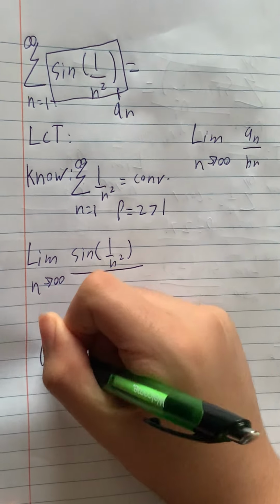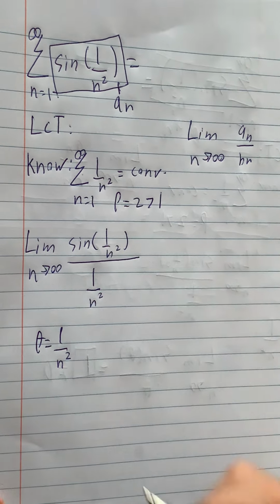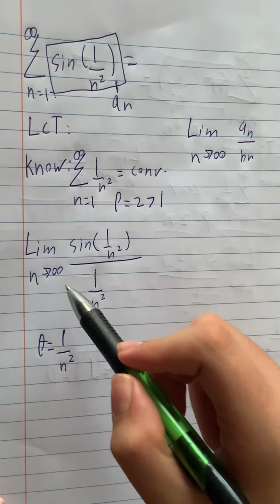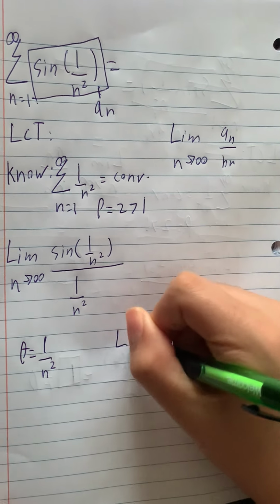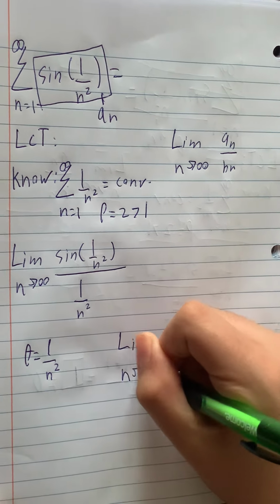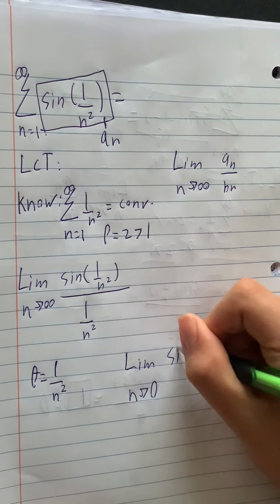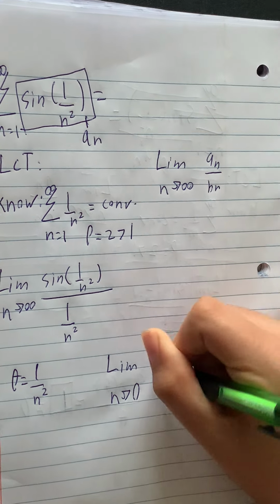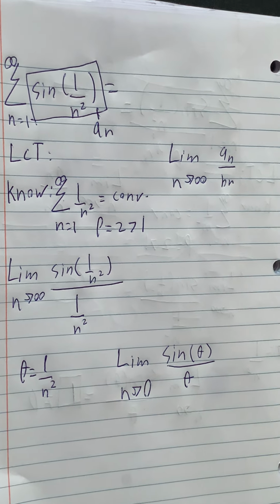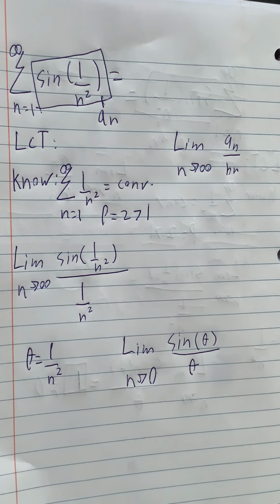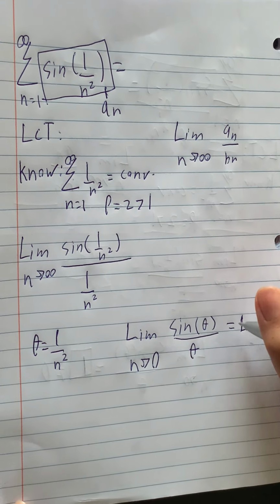We can make a substitution, setting theta equal to 1 over n squared. And if we evaluate theta at infinity, 1 over infinity is 0. So our new limit approaches 0. So we get the limit as theta approaches 0 of sine of theta all over theta. And to all students, this should be a very familiar limit. Using L'Hopital's rule or the definition of the limit, we can prove this. And this approaches 1. So the whole limit approaches 1.